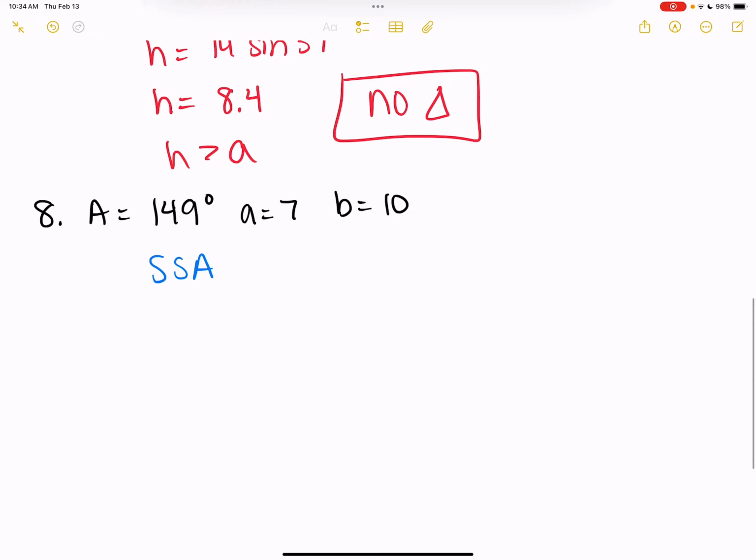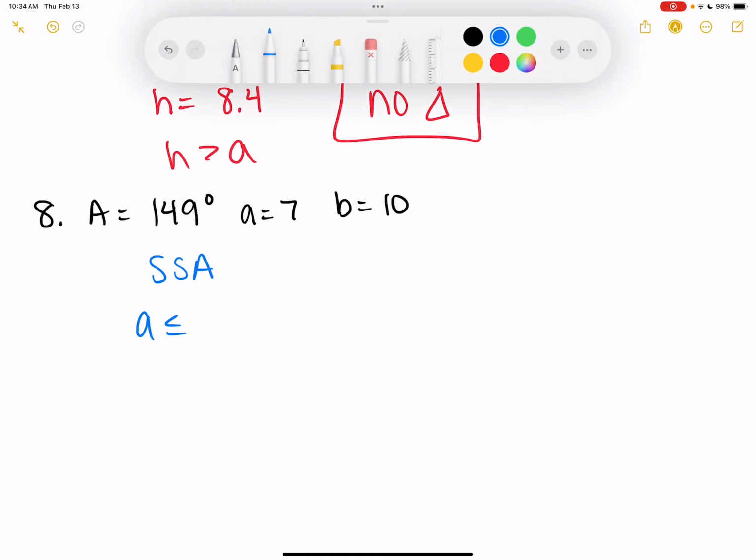So which situation do I have? A is less than or equal to B, so no triangle. Even though it isn't equal to. Yes, if it's less than or equal to B, then it's no triangle.